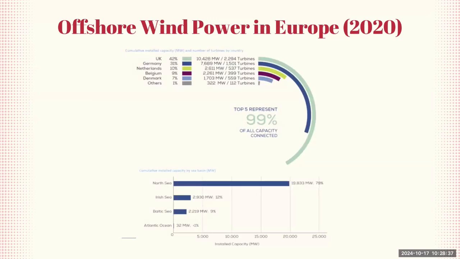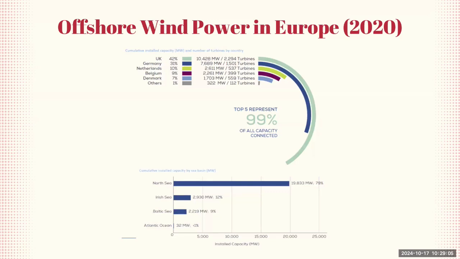Here we have just a detailed breakdown of the offshore wind power in Europe. We see that the United Kingdom leads with 42% of the total offshore wind capacity. Germany follows closely with 31% of the capacity, contributing around 7,489 megawatts from 1,501 turbines. The Netherlands, Belgium, and Denmark represent 10%, 9%, and 7% of the installed capacity, respectively.